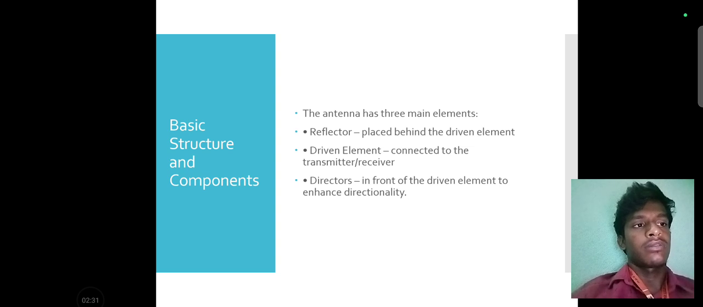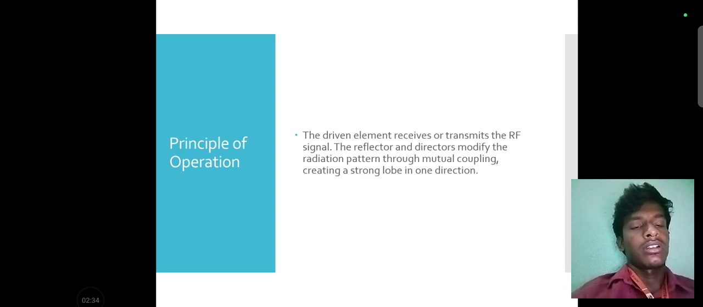Moving on to the principle of operation of the Yagi antenna. The driven element receives or transmits the radio frequency signal. The reflector and directors modify the radiation pattern through mutual coupling, creating a strong lobe in one direction.